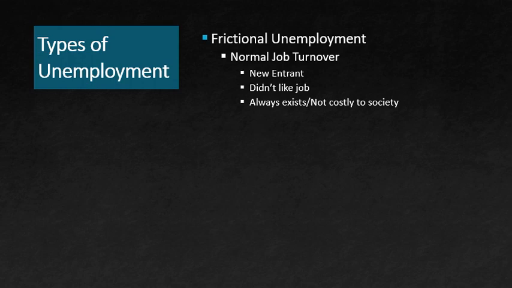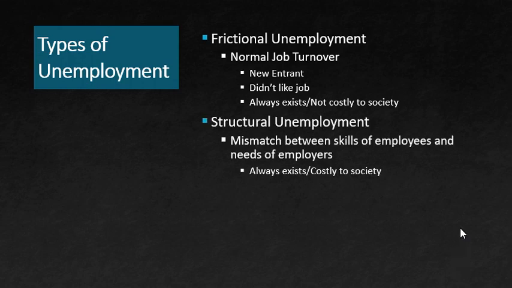Okay? So the next type of unemployment we have is called structural unemployment. So that's going to be a mismatch between the skills that the employees have and what the employers need. So this also is always going to exist. So as technology changes, we're going to see structural unemployment.